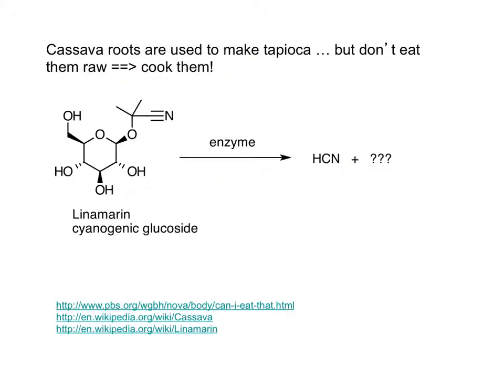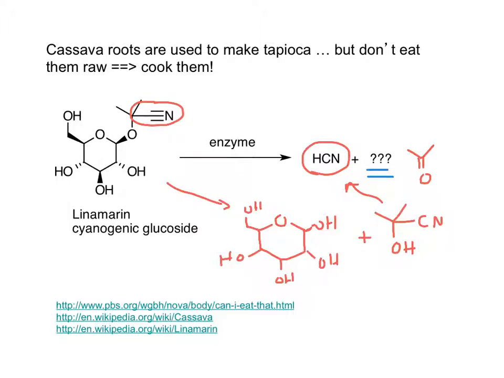if you like tapioca, tapioca is made from cassava roots, but don't eat them raw because hydrogen cyanide gas is produced, which is very poisonous. So stop the video and determine what the other product of this reaction is. Note that here's the cyanide group, so it's not quite a cyanohydrin. So here's what happens. So remember to cook those cassava roots to avoid being poisoned with HCN.